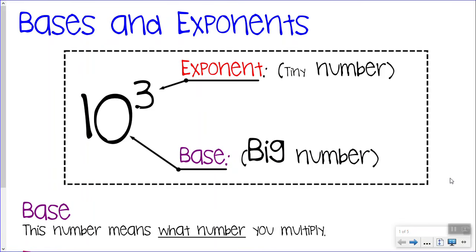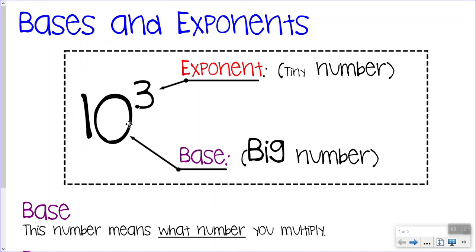In this video, we're going to talk about the different powers of 10. When we talk about powers, we're talking about exponents. But in order to talk about exponents, we also need to talk about bases. Here we have 10 to the third power. This should look familiar to you because we use numbers written like this when we write numbers in scientific notation.